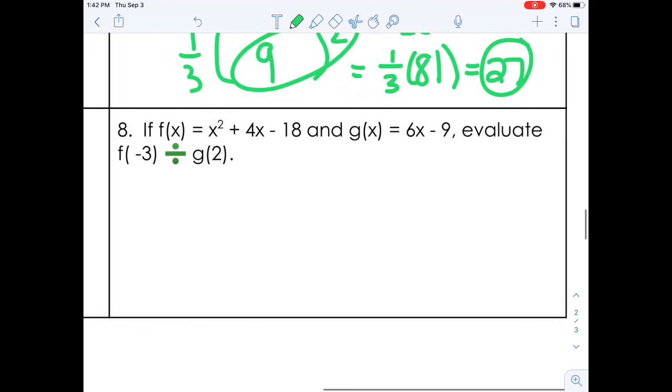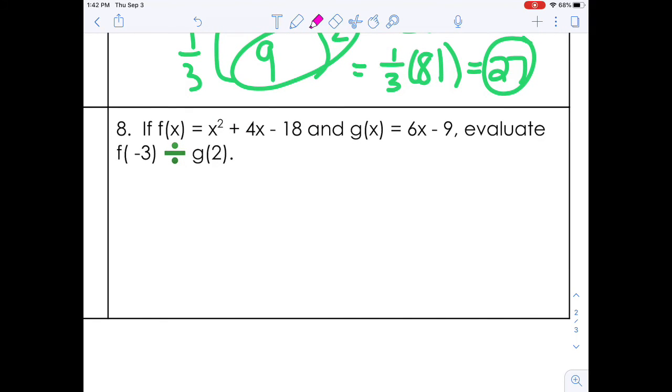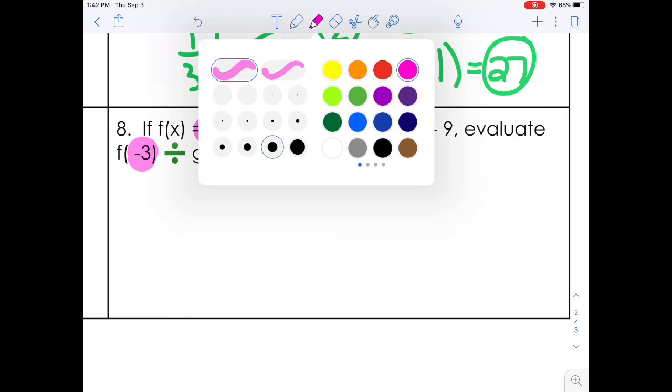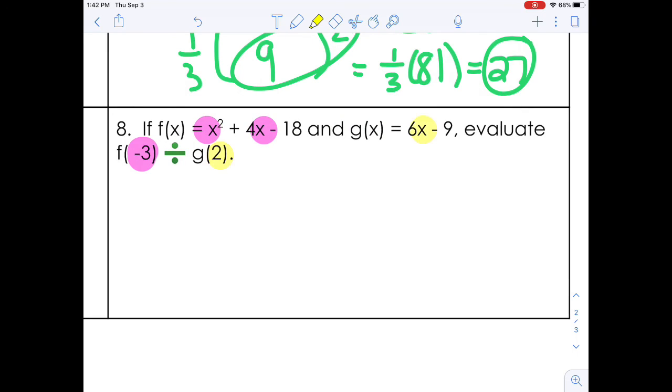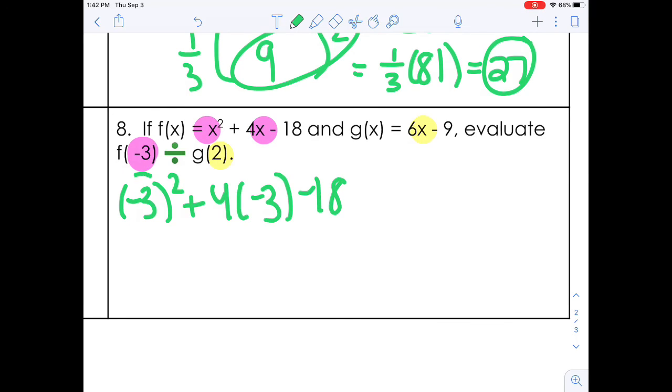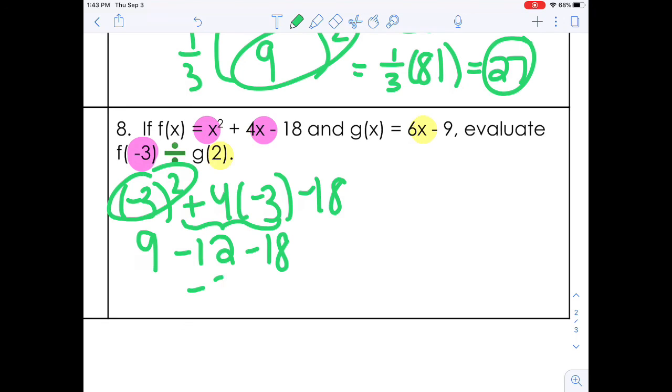Last example. Let's skip to the evaluate part, what we actually are evaluating. We're going to plug in -3 wherever we see an x in that f function, and we are going to plug in a 2 into the g of x function. So we're going to write -3 squared plus 4 times -3 minus 18 and simplify. We've got to do our exponents first. -3 squared is 9. Again, anytime you square something, it will always be a positive number. 4 times -3 is -12, and then minus 18. So now we have 9 minus 12 minus 18 gives us -21.